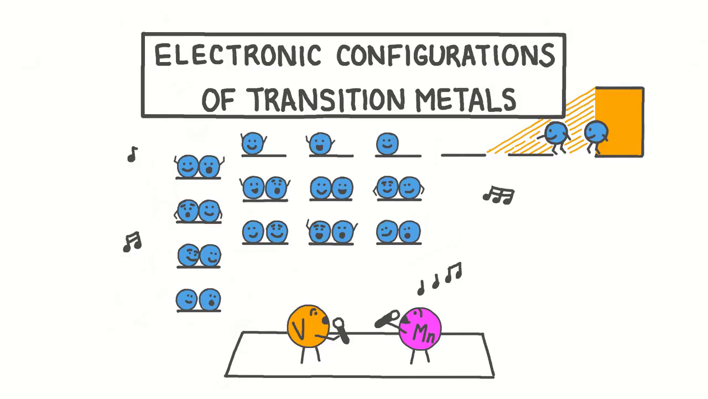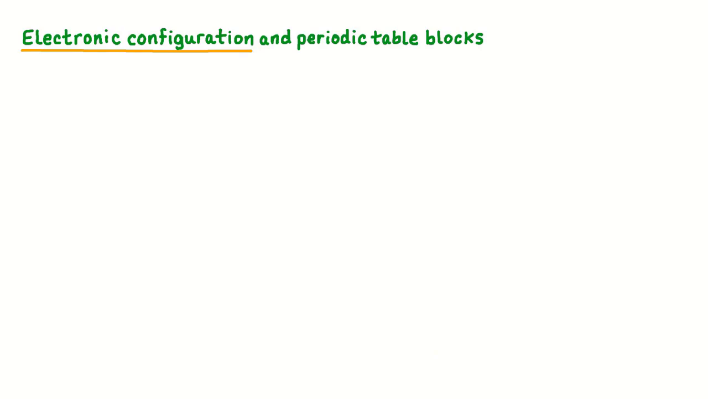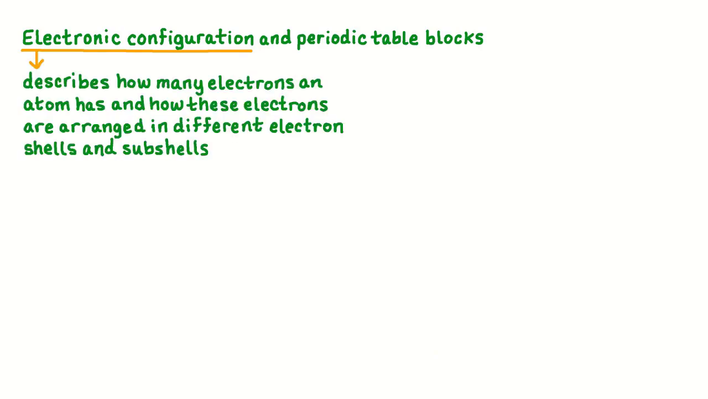In this video, we will learn how to describe the electronic configurations of transition metals and the formation of their ions. We will state the electronic configurations and oxidation states of the first row of d-block elements and their ions, show how they relate to each other, and use the electronic configurations of transition metals to help us define a transition metal. The electronic configuration of an atom describes how many electrons an atom has and how these electrons are arranged in different electron shells and subshells.